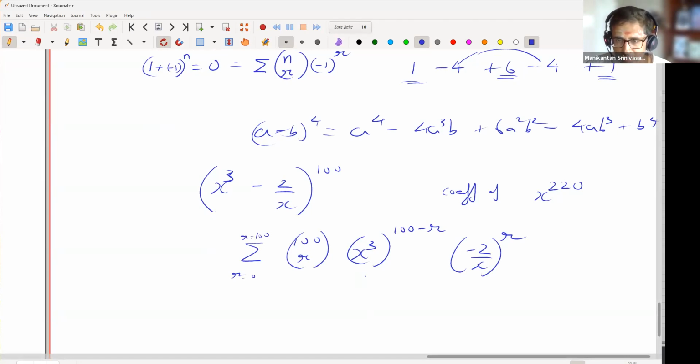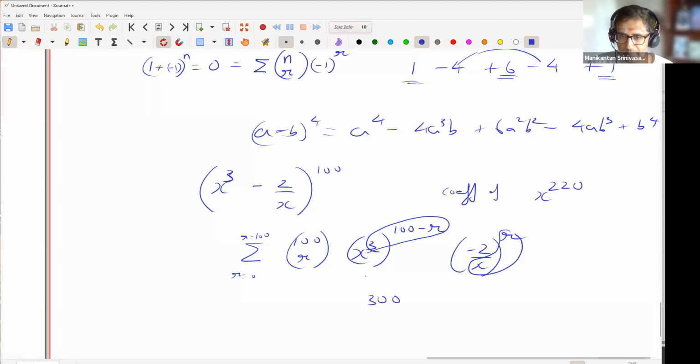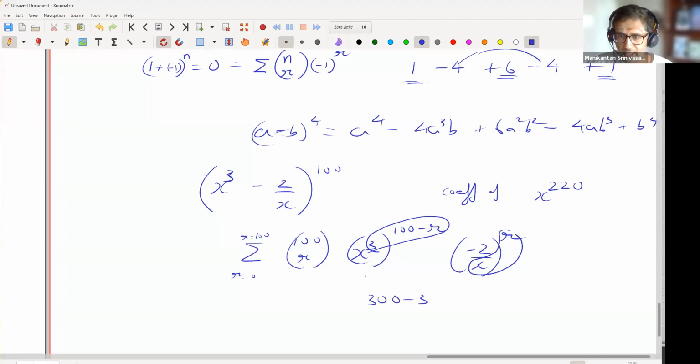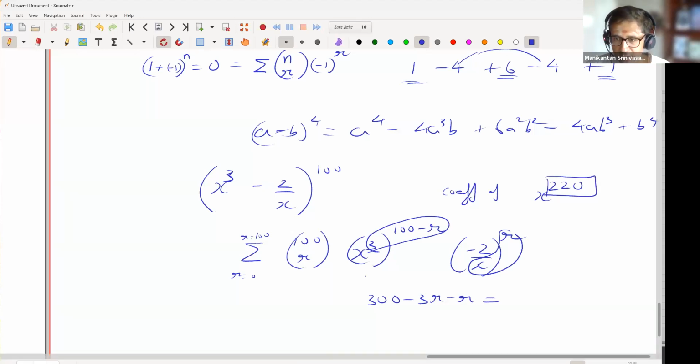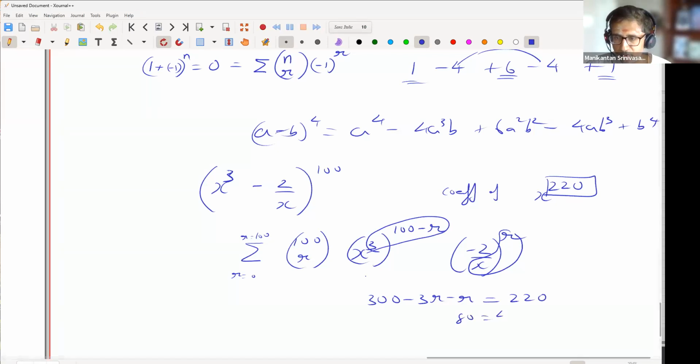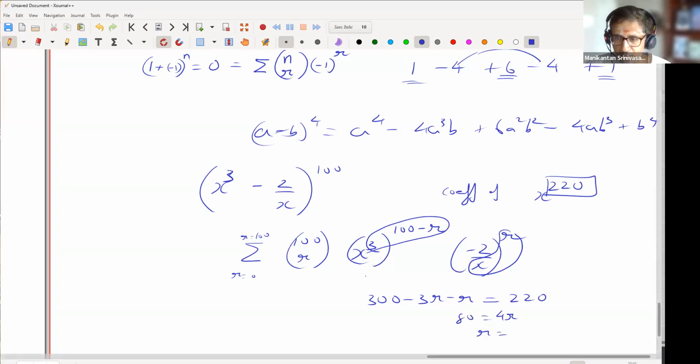Now we can determine the power of x. The power of x is 3 times 100 minus r, plus your minus r here. So 300 minus 3r minus r. That's the power of x that you're seeking. You want this to be 220, let's say, and then you can back solve. You can just say 80 equals 4r, and therefore r equals 20.